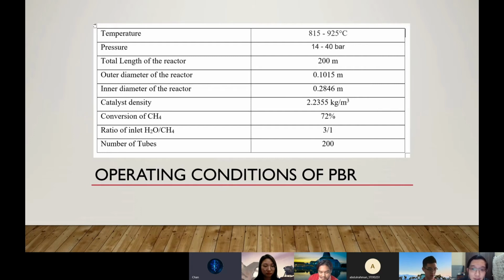Next is the operating condition of the PBR. Firstly, the temperature we set is 815 to 925 Celsius with a pressure of 14 to 40 bar. The total length of the reactor is 200 meters and the inner diameter of the reactor is 0.2846 meters. The conversion rate of CH4 is 72%.